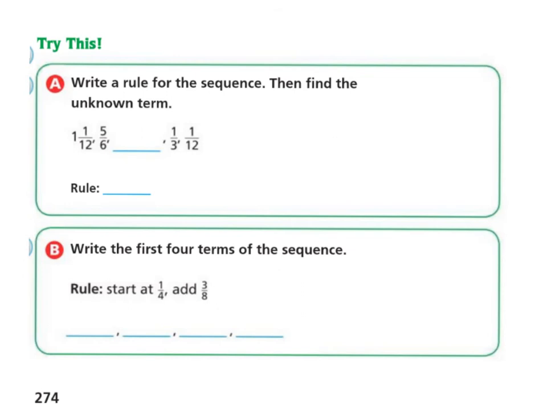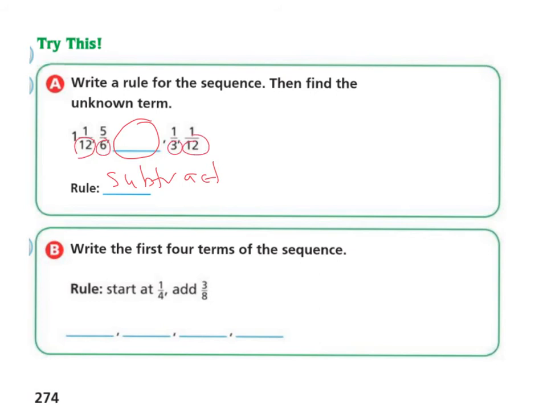We have 1 and 1/12, 5/6, and then we don't know this number. We have to figure that one out. And we have 1/3 and 1/12. So first I say to myself, is it decreasing or is it increasing? Well, since it's decreasing, then I know my rule is going to involve subtraction. So I'm going to subtract something. So first I need to find the bottom.